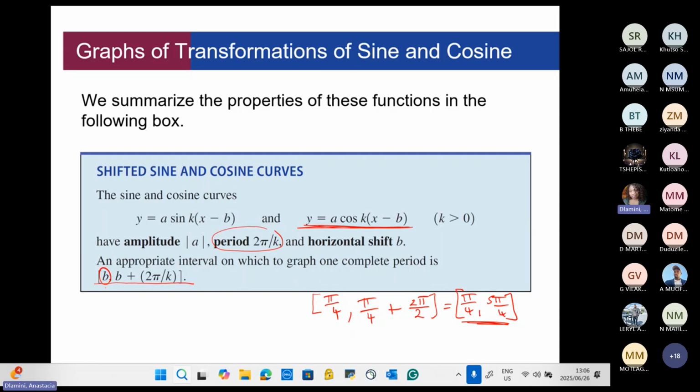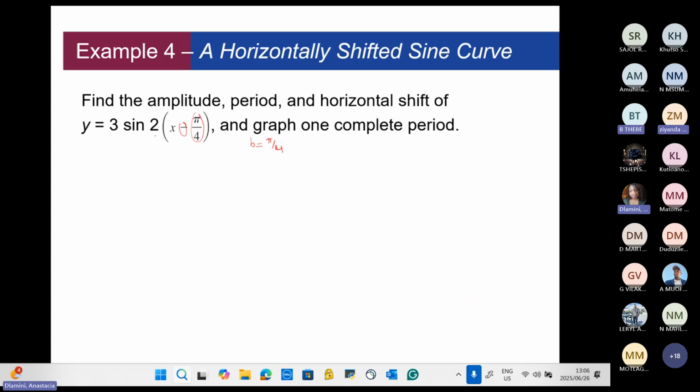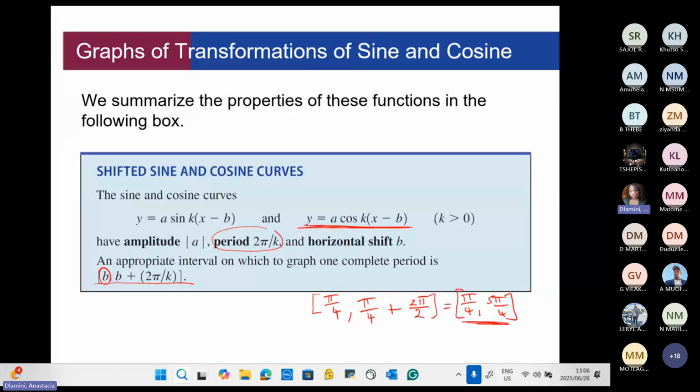Does it make sense, guys? Okay. So you say 5 pi over 4, it's because I added pi over 4 plus 2 pi over 4. What is the answer? It's 5 pi over 4. No, but I'm thinking 2 pi over 2 is 1, so it's going to be pi over 4 plus pi. Yes, which is 5 pi over 4.